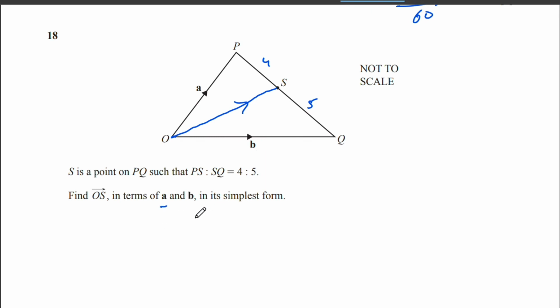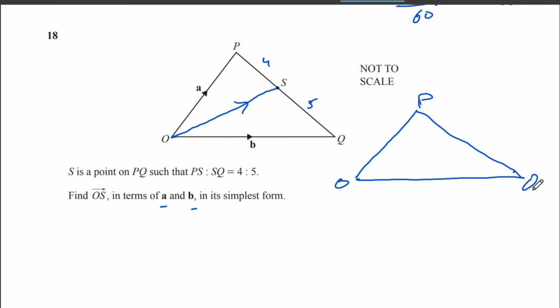First of all, let's find the value of PQ. 4 and 5 is the ratio. Now we draw the triangle OPQ, writing the vectors A and B. A is in this direction. This is B. You have to find the value of PQ. So let's make an arrow like this.